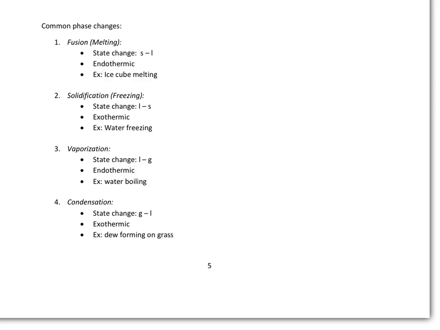Vaporization is the state change from a liquid to a gas. You may know this as evaporation. An example of this would be water boiling. In order for water to boil, heat must be put into the process, so this is an endothermic process.